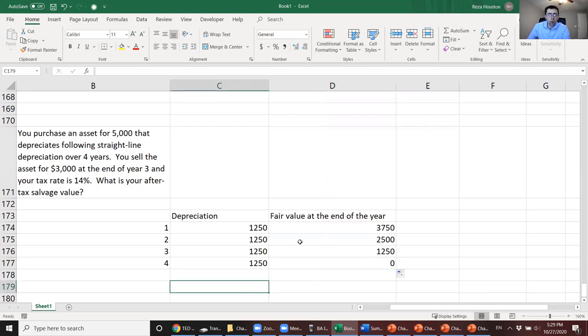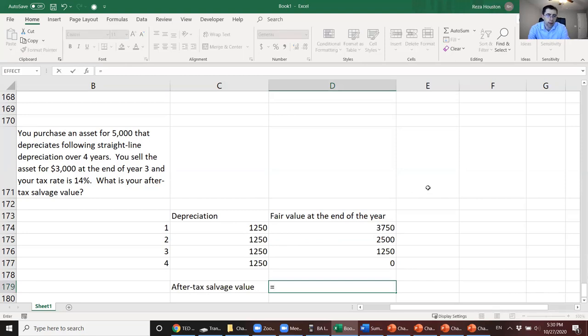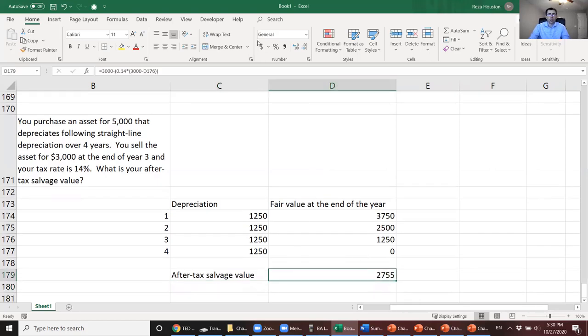All right, so to calculate your after-tax salvage value, you know that you're selling this for $3,000 at the end of the third year. So to calculate that after-tax value to you, it would be 3,000 minus your tax rate of 14% times the amount by which your salvage value, the amount you sold it for, is greater than the fair value. Any amount beyond that fair value, you have to pay tax on because that's a profit from your perspective. So here, it would be the quantity of $3,000 minus $1,250. And so your after-tax salvage value will be about $2,700 or $2,800.